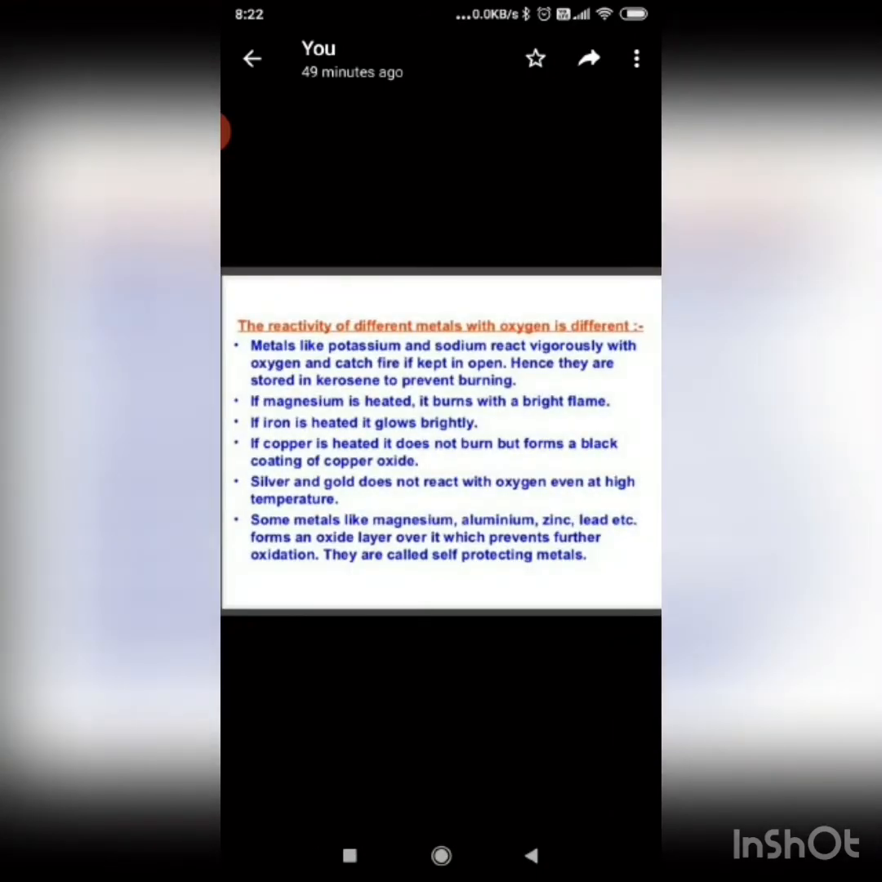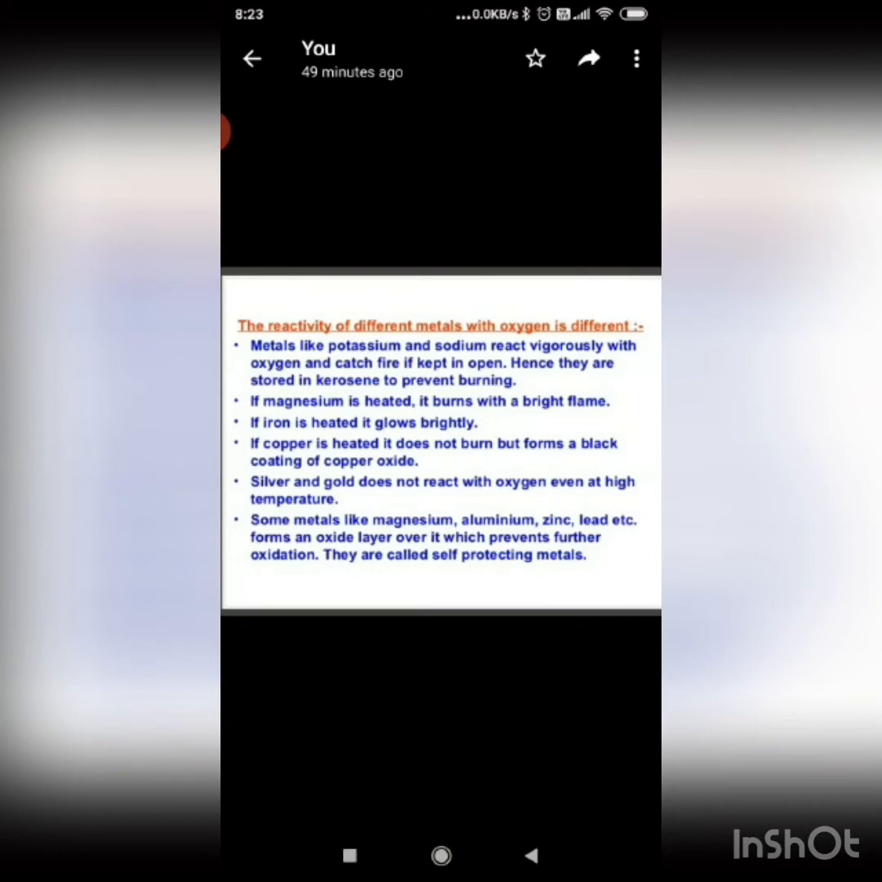The reactivity of different metals with oxygen is different. Metals like potassium and sodium react vigorously with oxygen and catch fire if kept in the open. Hence they are stored in kerosene to prevent burning. If magnesium is heated, it burns with a bright flame. If iron is heated, it glows brightly. If copper is heated, it does not burn but forms a black coating of copper oxide. Silver and gold do not react with oxygen even at high temperature.